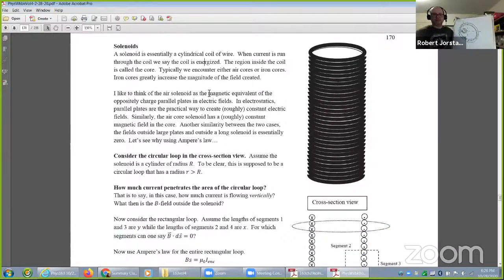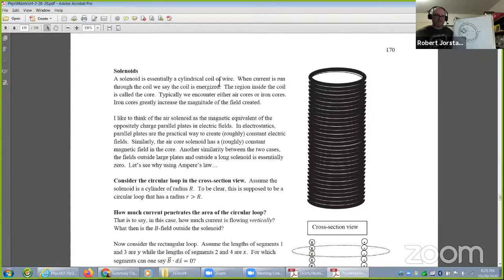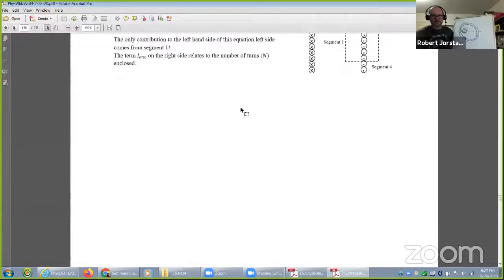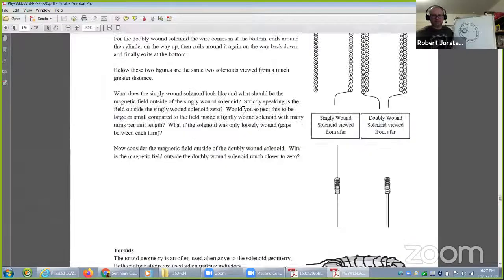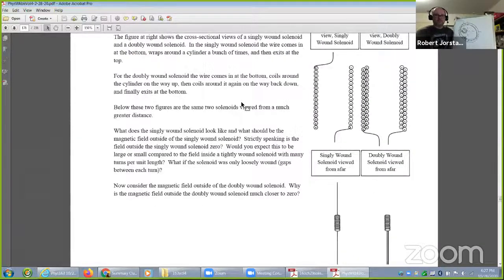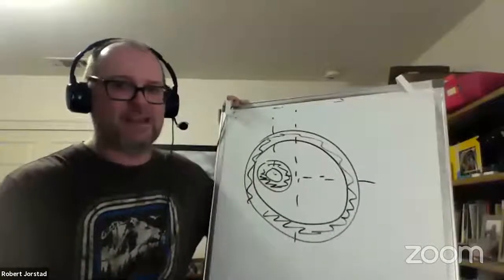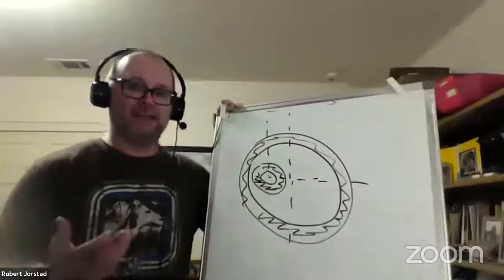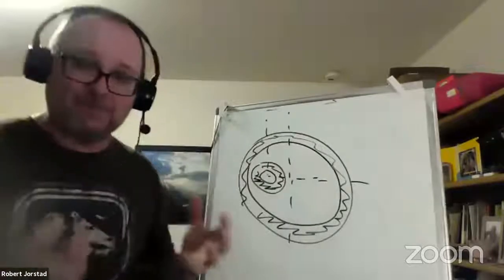Hey, here's a couple of things that aren't on the test. I'm going to say that again. This is page 170. Here's a couple of things that aren't on the test: solenoids, doubly wound versus singly wound, and toroids. Now, you may be wondering why I'm saying anything about them if they're not on the test. It's because these objects are hugely useful in the real world.